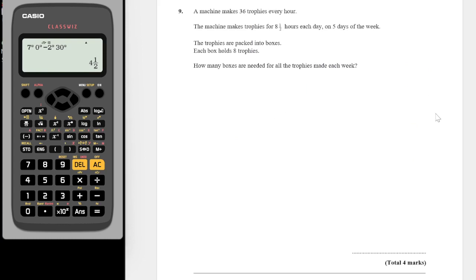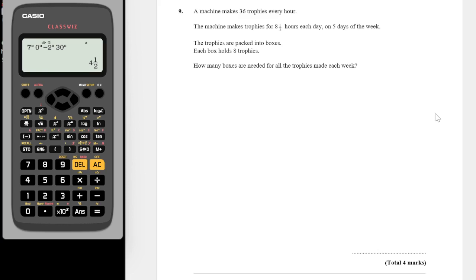Okay, question 9. A machine makes 36 trophies every hour. The machine makes trophies for 8.5 hours each day on 5 days of the week. The trophies are packed into boxes. Each box holds 8 trophies. How many boxes are needed for all the trophies made each week?